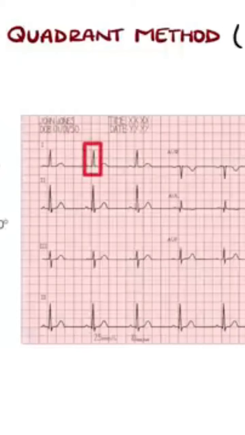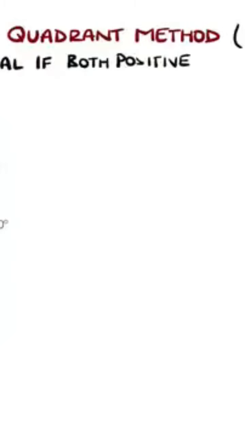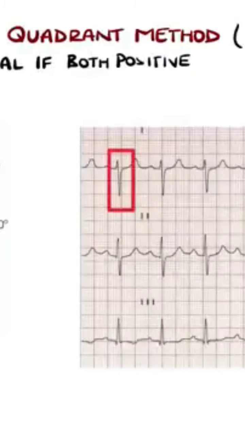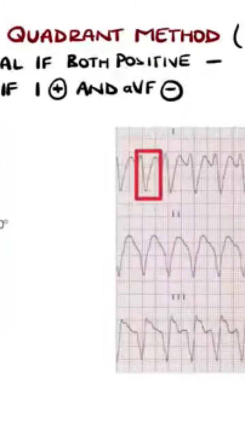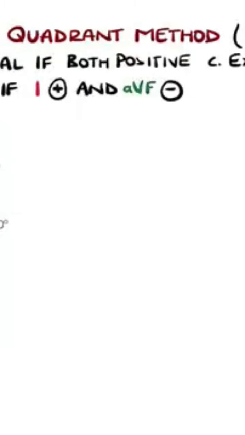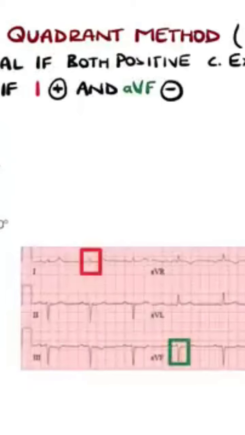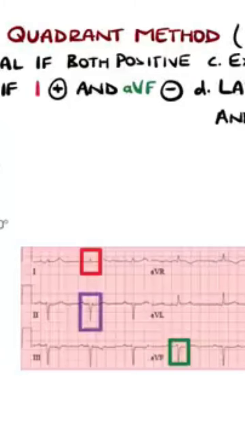If both are positive, the axis must be in the lower right quadrant, therefore normal. If lead 1 is negative and AVF is positive, there is right axis deviation. If both are negative, there is extreme axis deviation. The only one needing a further step is if lead 1 is positive and AVF is negative, then the axis is in the upper right quadrant, and to distinguish left axis deviation from normal, you can look at lead 2. If it is negative, the axis is deviated to the left.